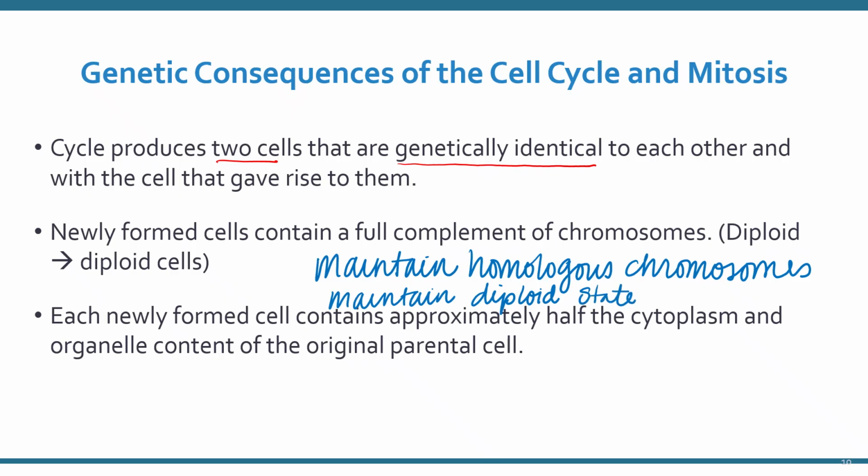The only difference from the parent cell is that our newly formed cell is a little bit smaller. It contains only half of the cytoplasm. And so the cell has to work to grow and produce more cytoplasm. That's going to happen in G1.